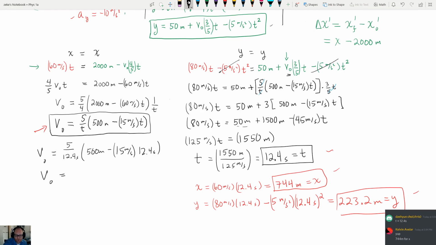I get 126.6. There we go. We just had to solve 4 equations with 4 unknowns. It takes a little bit of algebra, a little bit of organization, but, you know, there it is. Anyone have any questions?